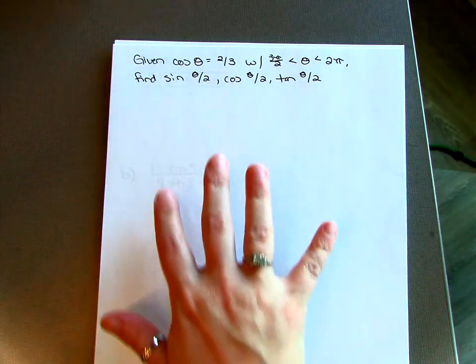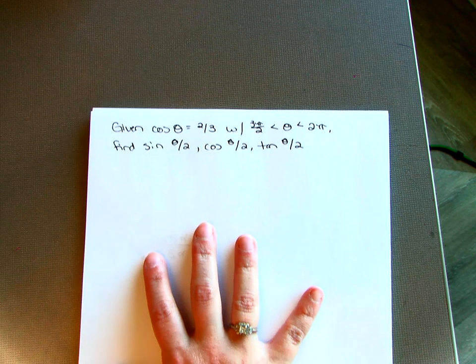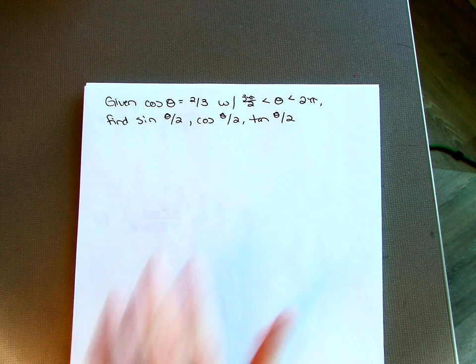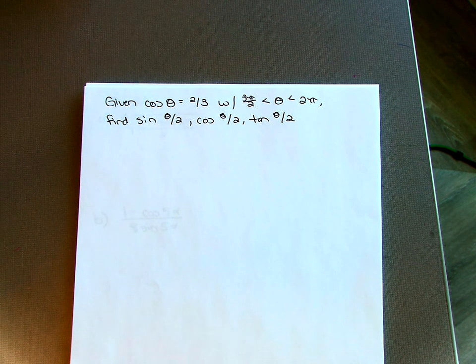Okay, let's look at another style of problem. This time they're going to specify which quadrant we're going to be in, and they give us a little bit of information, but then they want us to find the half angles for sine, cosine, and tangent. So they give us cosine theta is 2 over 3, and they tell us that theta has to lie between 3 pi over 2 and 2 pi. 3 pi over 2 and 2 pi would put us in which quadrant?